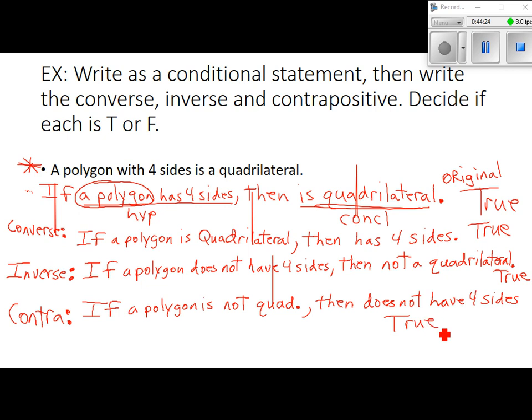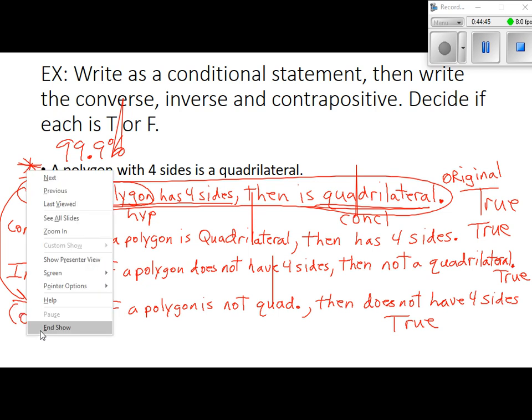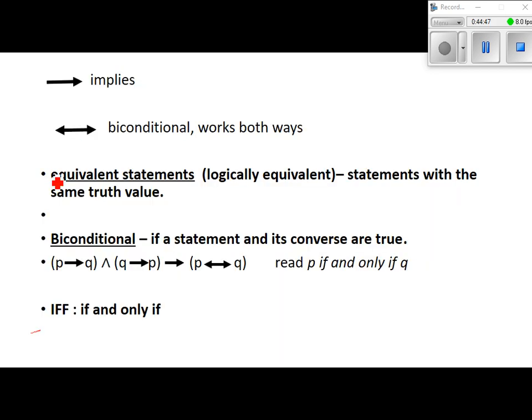Usually the contrapositive is the hardest one to decide whether it's true or false. And I'll tell you this, if the original statement was true, 99.9% of the time, the contrapositive is also true. Fill in what you need to fill in on this. It is making sense.